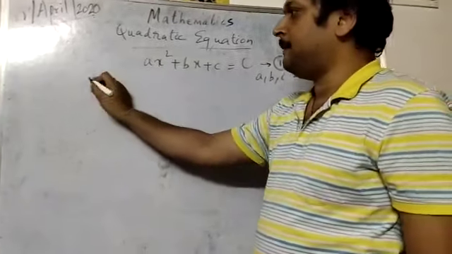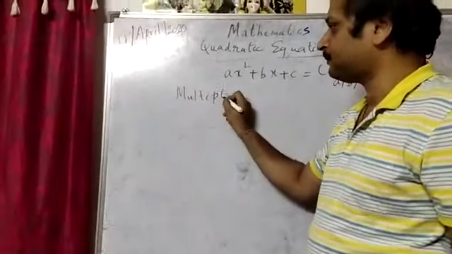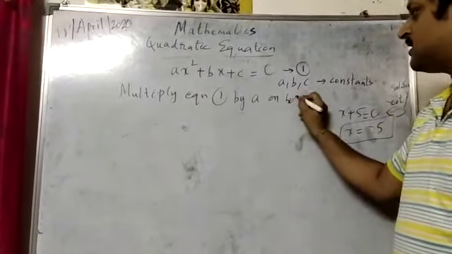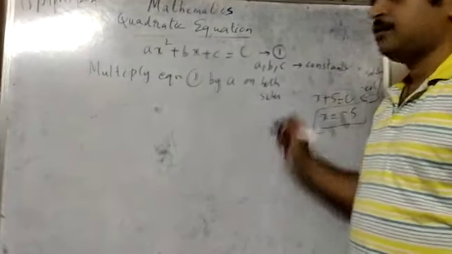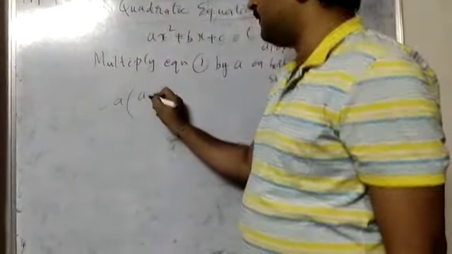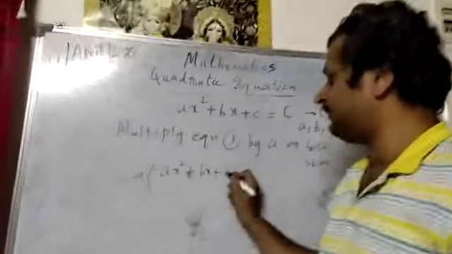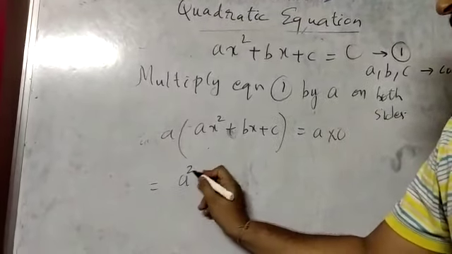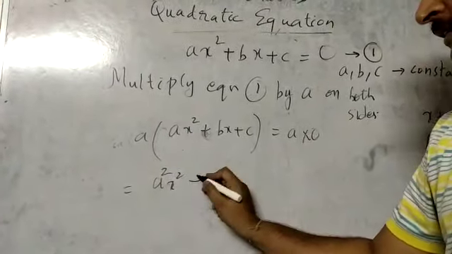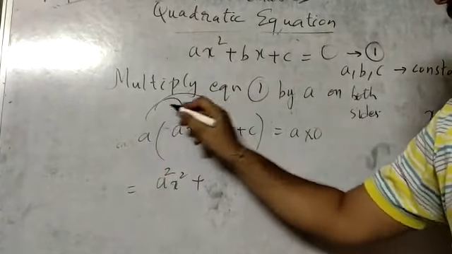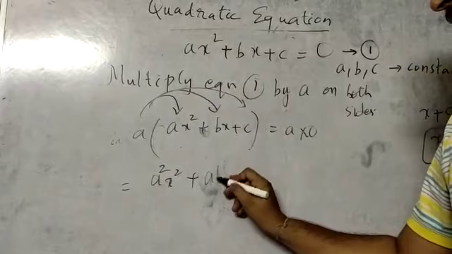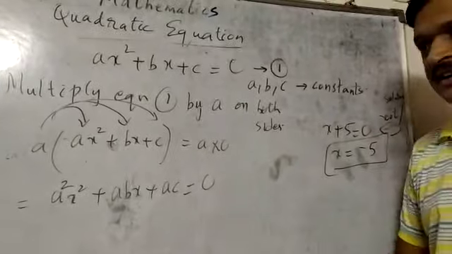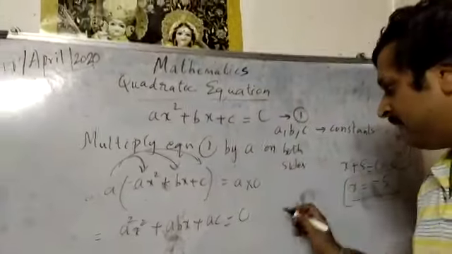Now we will try to multiply equation 1 by a on both sides. And what do we get? A into ax square plus bx plus c equals a into 0. We get a into a is a square x square, a into b is abx by the distributive property, plus a into c is ac, equals a into 0 is 0. Is that clear, children?